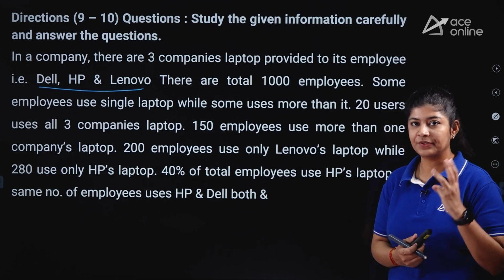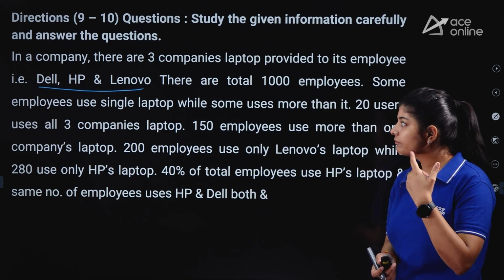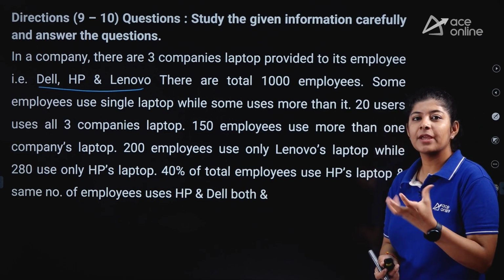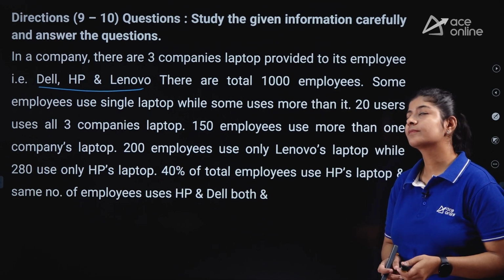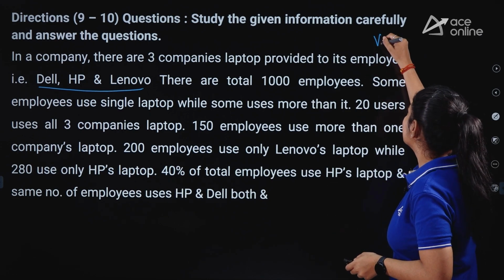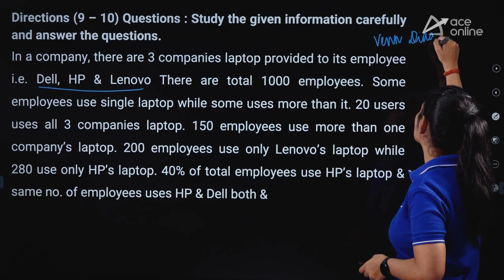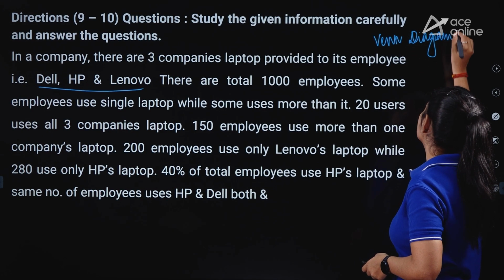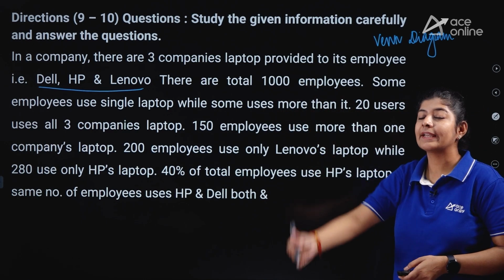Here you are having 3 companies, right? So just simply think by drawing which type of diagram we can easily determine all the values. I'm just giving the hint. Just simply draw your diagram, draw your Venn diagram. With the help of this question, just simply try to draw your Venn diagram.